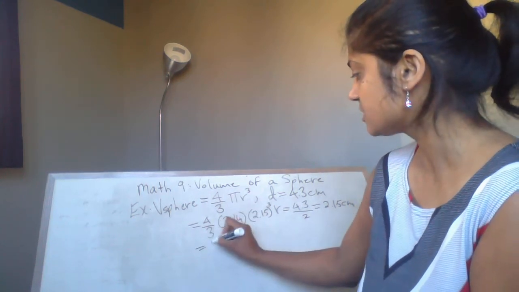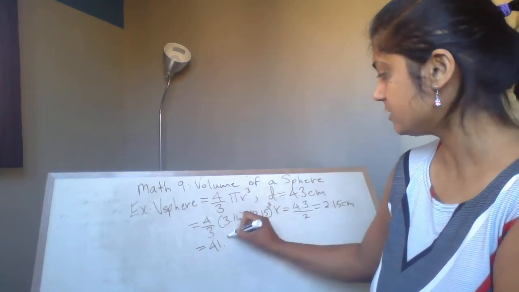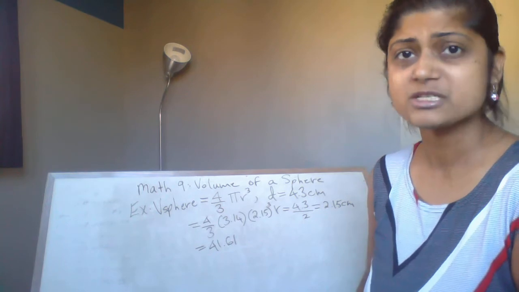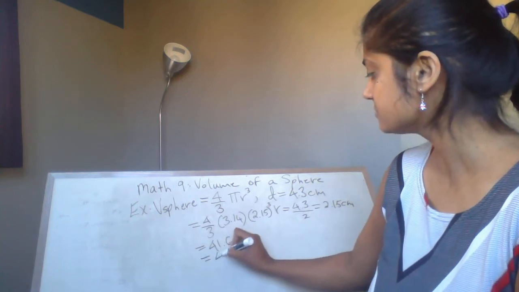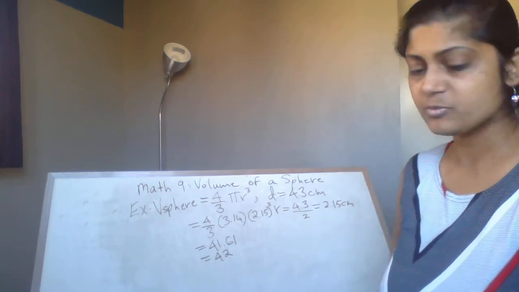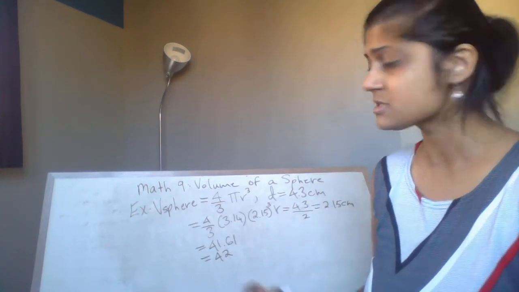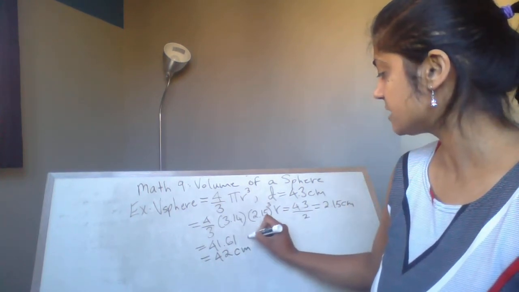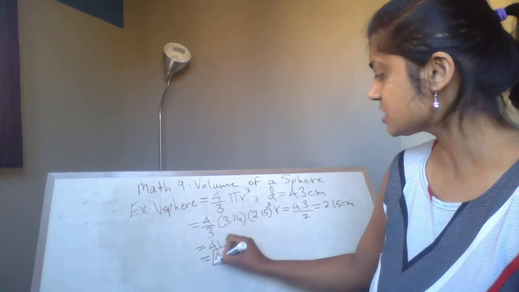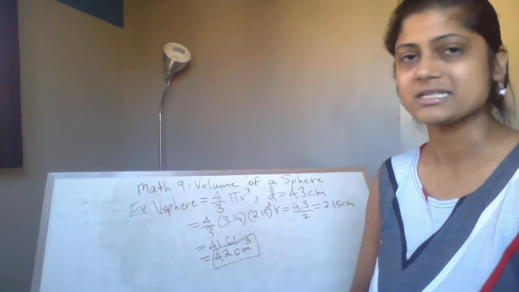So we are getting 41.61. We're going to round this to the nearest whole number, which is 42. The 4.3 here was in centimeters, so my final answer is going to be in centimeters cubed. And just box your final answer so the teacher can see that.